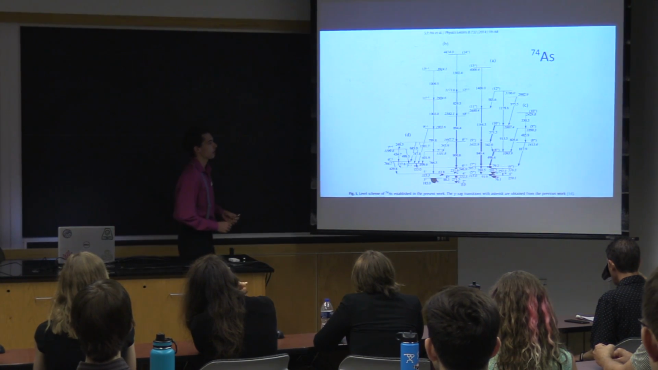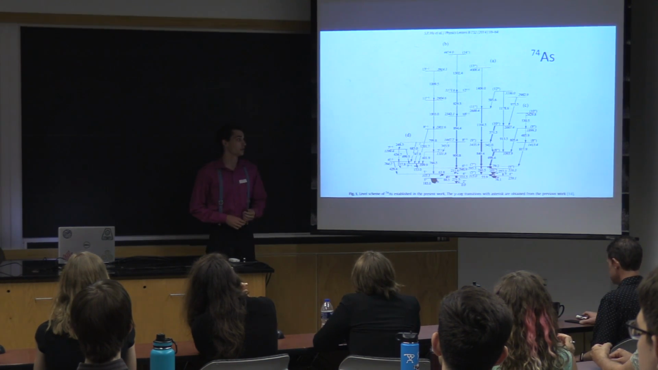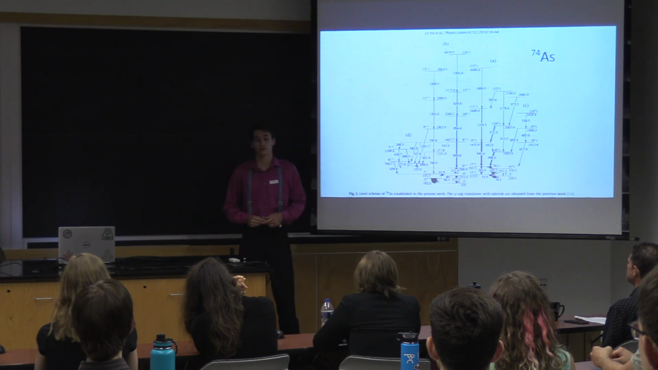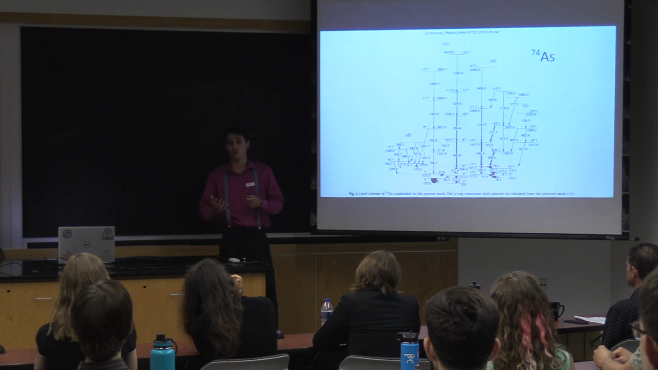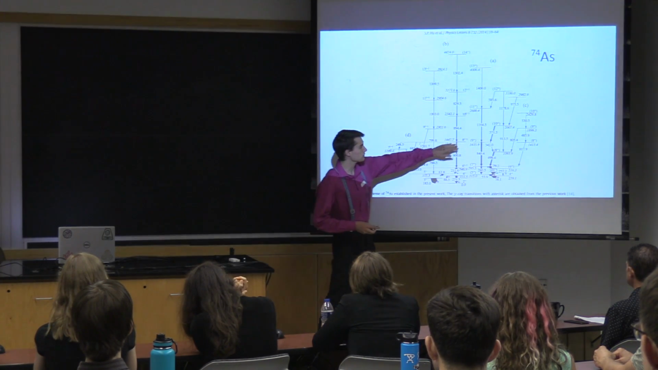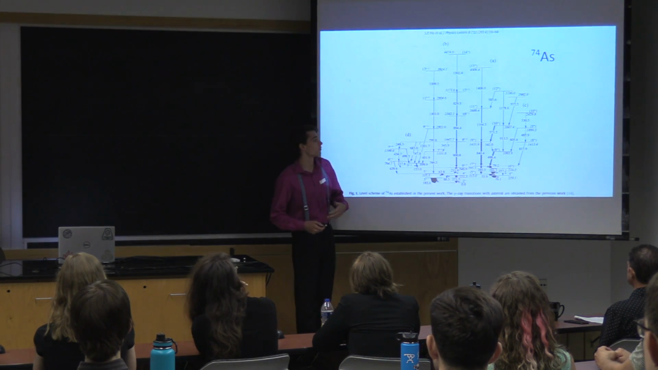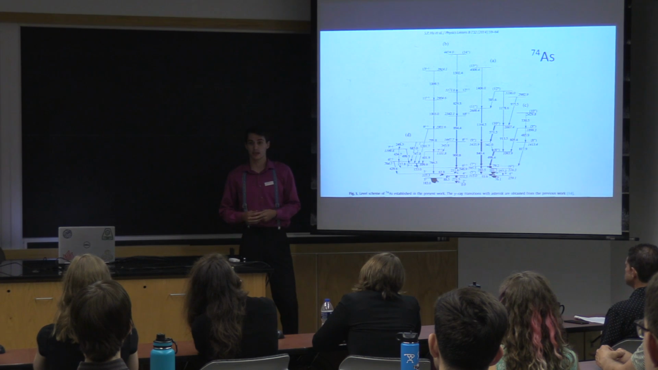So the first thing I want to get into is some background on nuclear physics and also my isotope in particular. This right here is a level scheme for arsenic-74. This diagram contains a lot of information about each nucleus that they represent, and so there's a lot to go over. Each of these horizontal lines is an excited state of arsenic-74, the nucleus. Just like atoms, nuclei can have excited states.